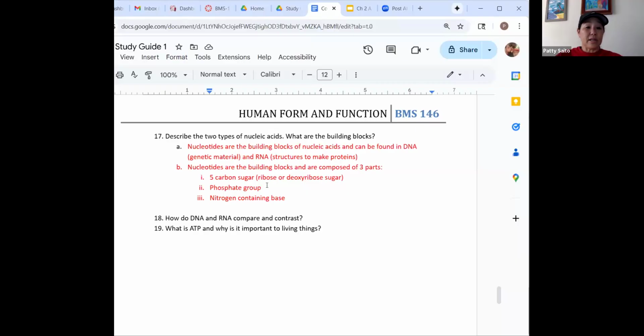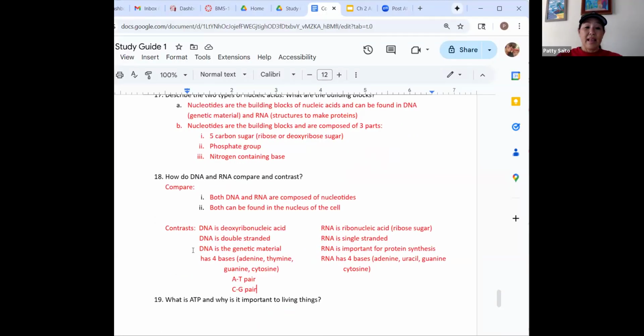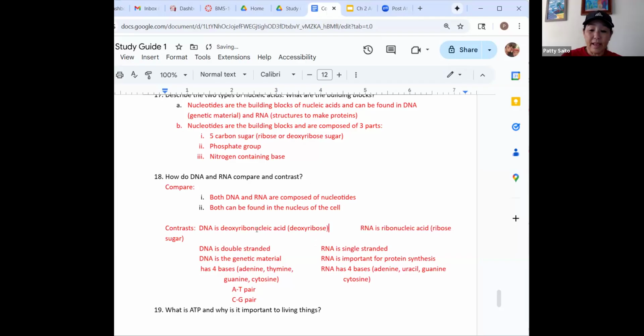So that's nucleic acids. Let's talk about DNA and RNA. I kind of already started that conversation. Let me bring up all this comparing and contrasting. When we compare, both are made up of nucleotides. Both are found in the nucleus of the cell. DNA is deoxyribonucleic acid, and RNA is ribonucleic acid. So RNA has a ribose sugar, whereas DNA has a deoxyribose sugar.